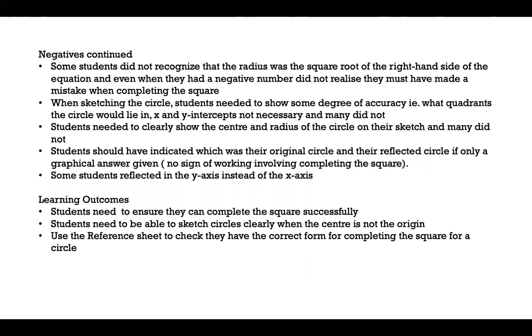When sketching the circle, students needed to show some degree of accuracy. In other words, they needed to show what quadrants the circle would lie in. The x and y intercepts weren't necessary, and many did not show them. There were quite a few students who completely put the circle wholly in the first quadrant, which unfortunately was not correct. So we need to tell our students that they need to have some kind of scale on their diagram.